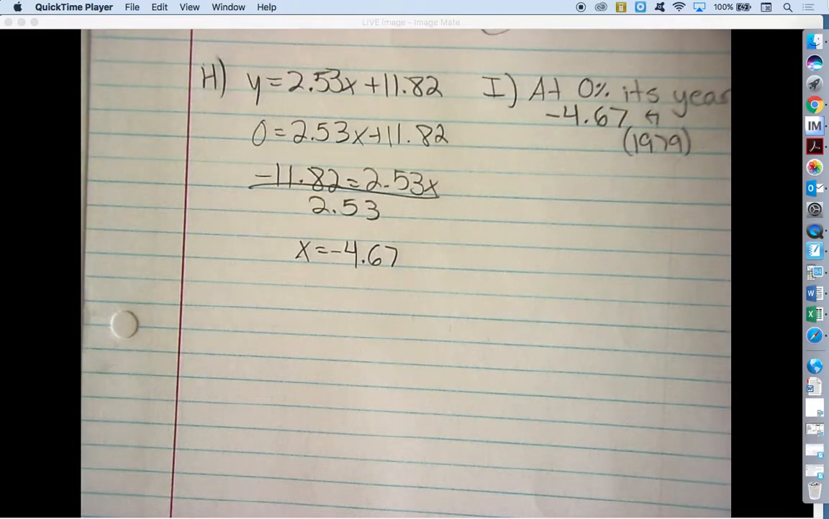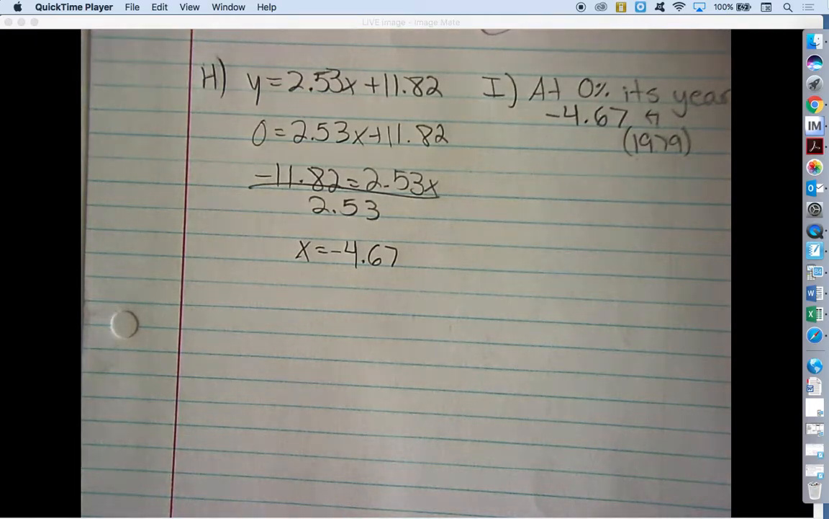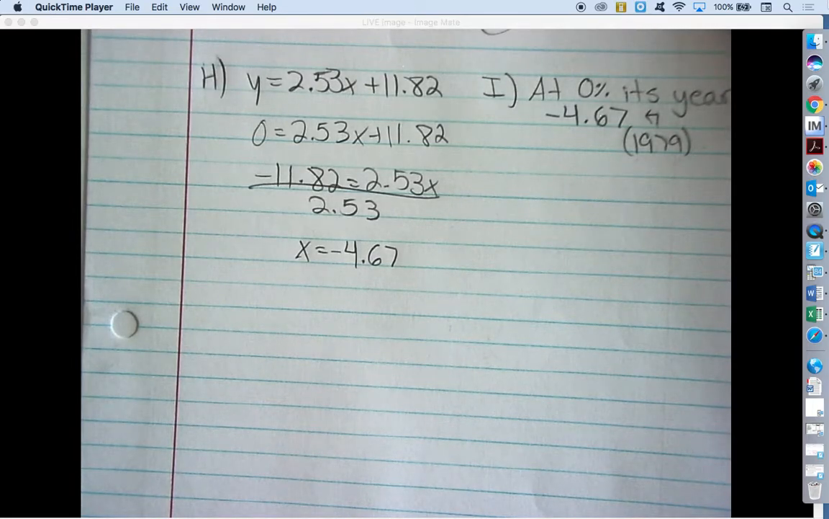Okay, so I just took the equation and I plugged 0 in for y to find the x-intercept, and I got negative 4.67. That would mean it's 0%, it's year negative 4.67, which would be 1979. Good. Keep it up there for a minute. Okay. You're good.